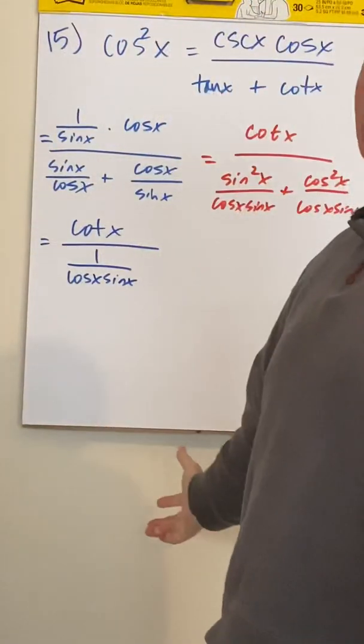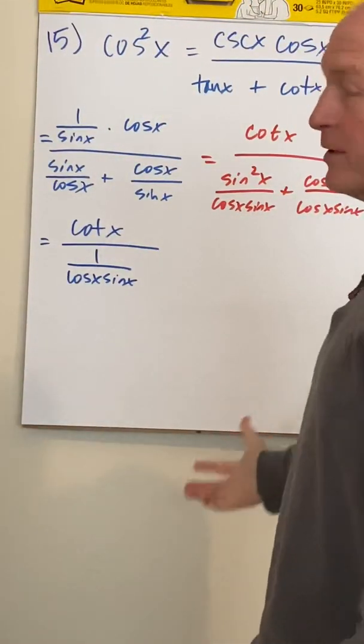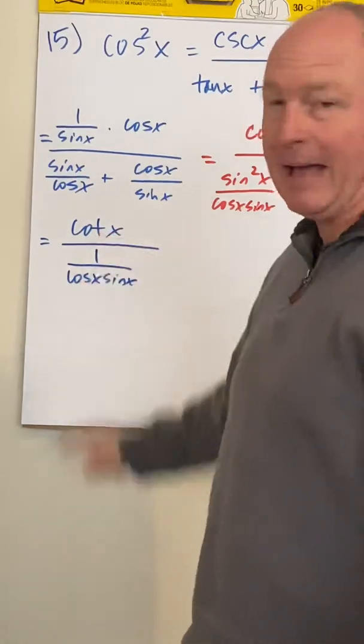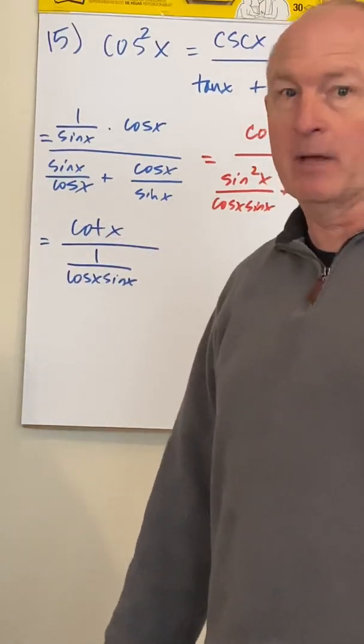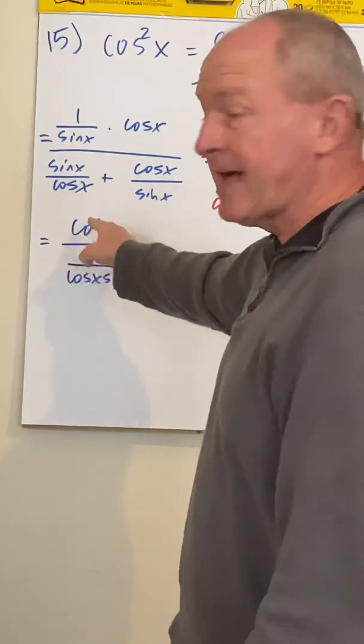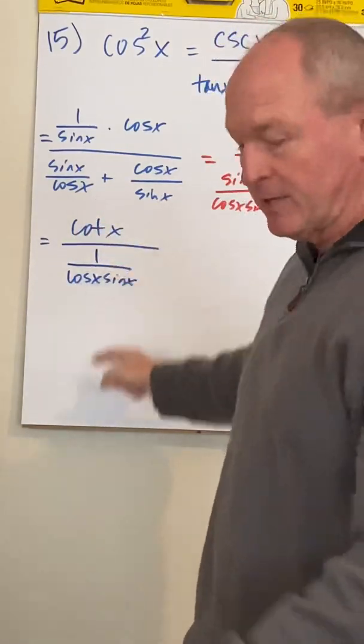So now we're going to have to do a little keep, change, flippage. And I do notice that I am probably going to want to change this back to cosine over sine because that's going to be helpful. So in this next step, we're going to change that to cosine over sine, and we're going to keep, change, flip.